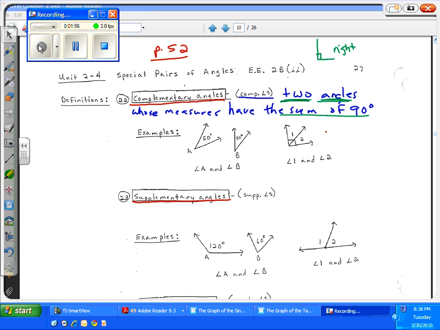Those two angles may be adjacent angles. If they are, then together they will create a right angle. But they do not have to be adjacent angles. They can be two angles anywhere in space whose measures have the sum of 90 degrees.